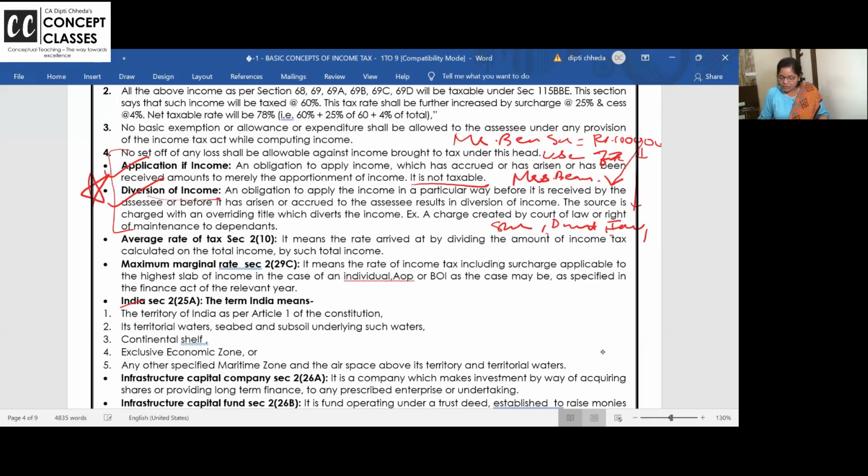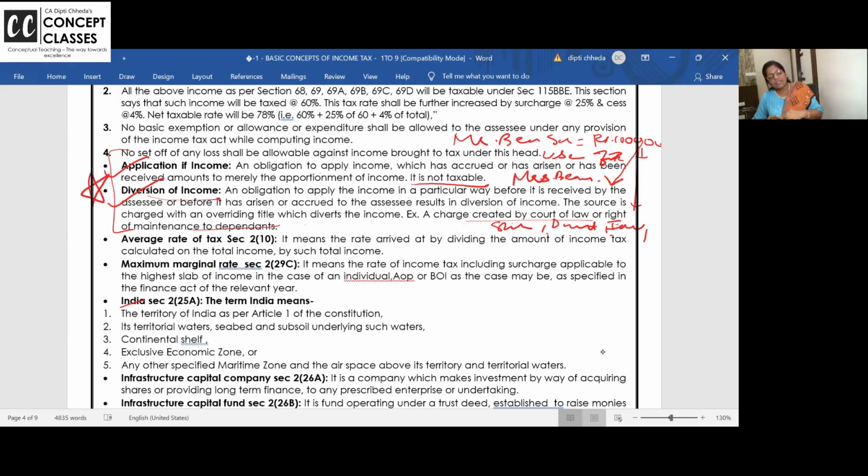The source is charged with an overriding title which diverts the income. Example is a charge created by a court of law or right of maintenance to the dependent. This little technical example I have only written here, but did you understand my examples? Sometimes we say, she's my younger sister, please give her the rental, and genuinely Ashwini is only enjoying the rent. I am not later on indirectly taking it from Ashwini under the table, but I am the owner of the property, owner-tenant relationship. I have to pay the tax.